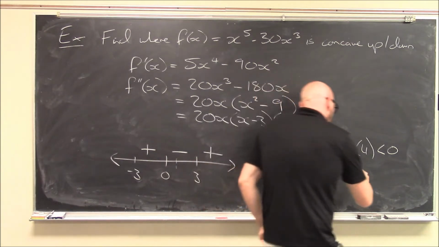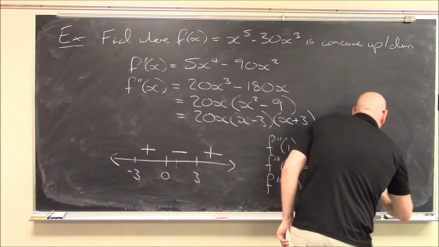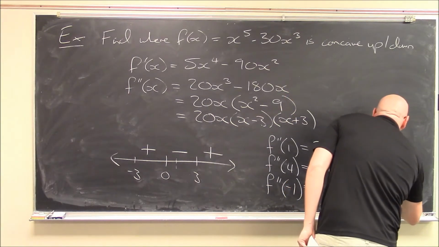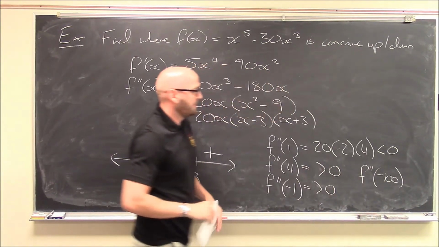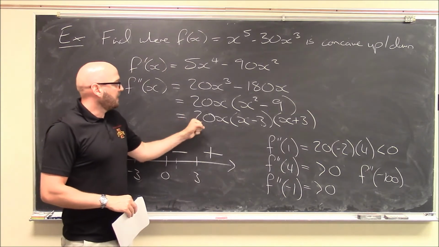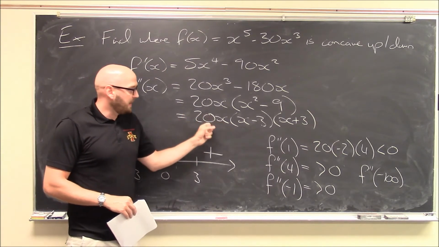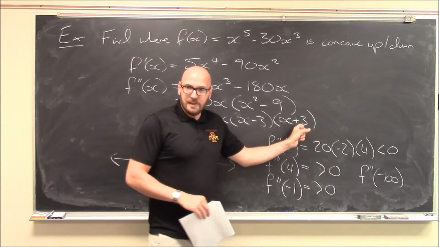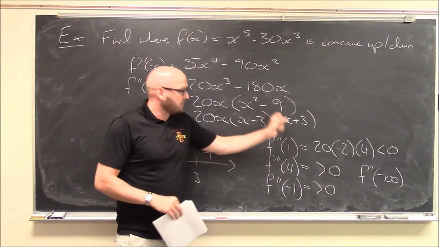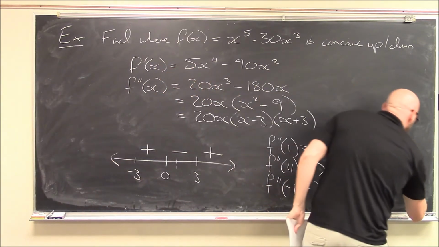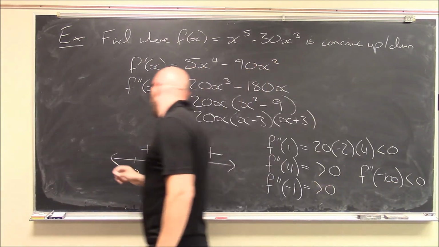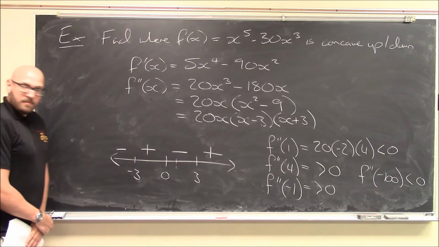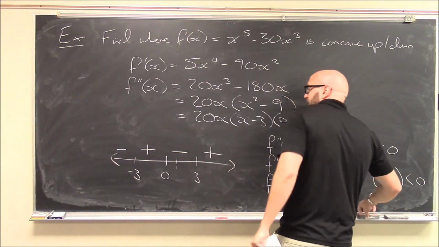And last but not least, plug in something less than minus 3. How about minus 100? Because this will make it very obvious what happens. Here I'll have 20 times minus 100 is a negative number, minus 100 minus 3 is a negative number, minus 100 plus 3 is a negative number. Negative times negative is negative. So it's negative along here as well. And that's all the work we need.